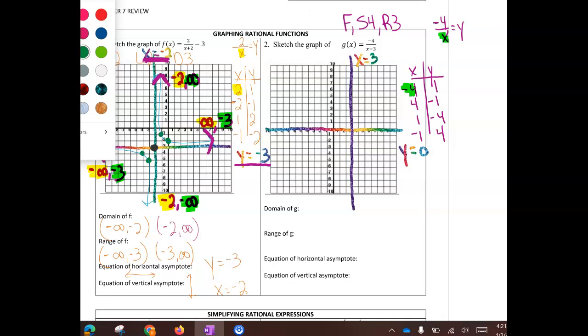So I'm going to, from my starting point here, that's the starting point, I will go left 4, up 1, and then I'll go right 4, down 1. I'll go right 1, down 4, and left 1, up 4. And then I can make this curved shape and my other curved shape.